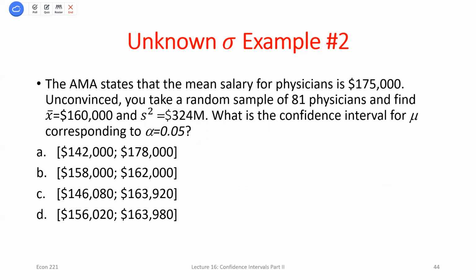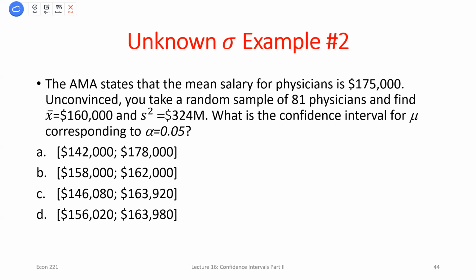If I wanted to build, what confidence level? If alpha is 0.05, yes, a 95% confidence interval. What would it be? Well, here I can calculate that intermediate step, taking the square root of 324 million over 81 people. I think, if I'm remembering correctly, this is about 2,000. So I've got the intermediate step calculated, so I can just plug one value in. I know that my sample mean is 160,000.